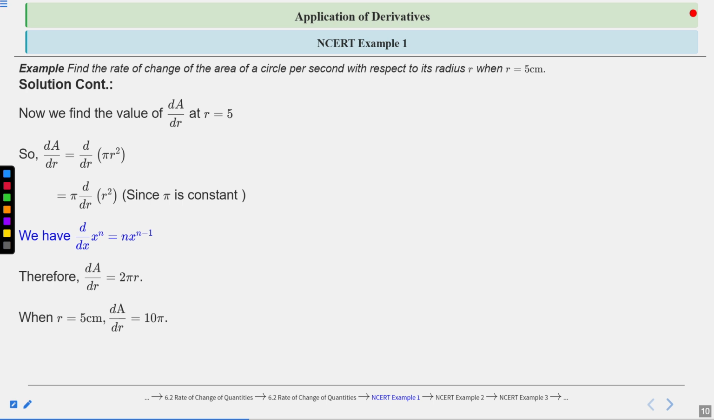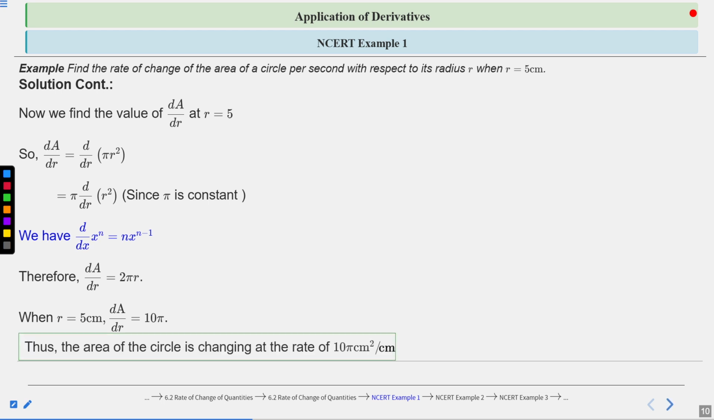Now, when r is equal to 5 centimeter, dA upon dr will be equal to 10 pi, isn't it? Thus, the area of the circle is changing at the rate of 10 pi centimeter square per centimeter. Clear? That is the final answer. Let's move to the next question.